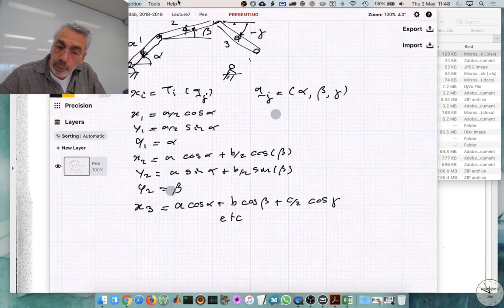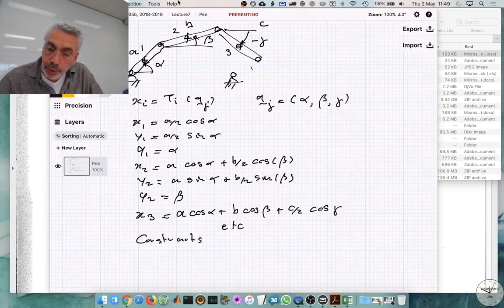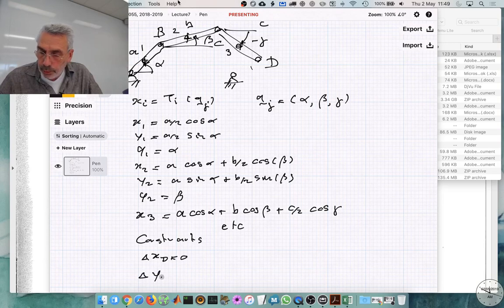That's clear. You can easily write that down. But we, of course, have to add constraints. We cut the loop, so the constraints are actually that in this point D, I think I call it D, A, B, C, and this is D, that the delta x_D should be 0 and the delta y_D should be 0.